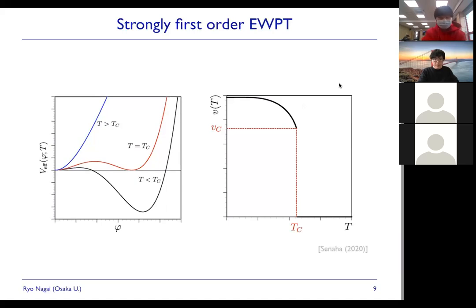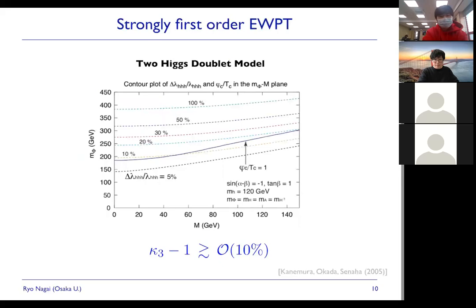And it is well known that in order for electroweak baryogenesis to work, vC over TC should be order one. The important point here is that in models where the strongly first order phase transition is realized, the Higgs triple coupling tends to deviate significantly from the standard model prediction. Let me show one example. This figure shows the parameter region for large vC over TC in a two Higgs doublet model. Large vC over TC can be realized in the region above this black line. This figure also shows the deviation of the Higgs triple coupling by these dotted lines. For example, this line corresponds to a 5% deviation, this line 10%, this line 20%, and so on.